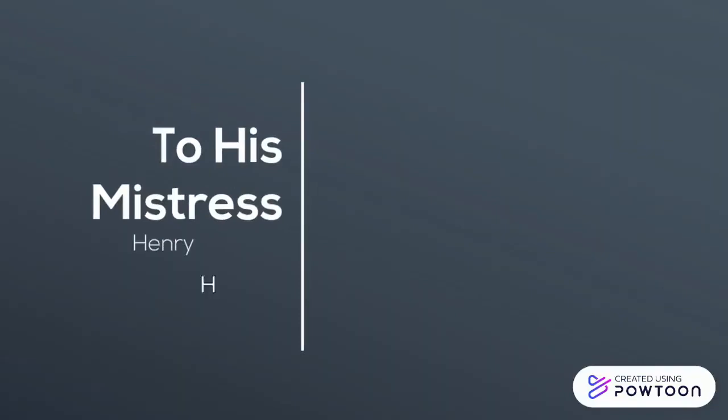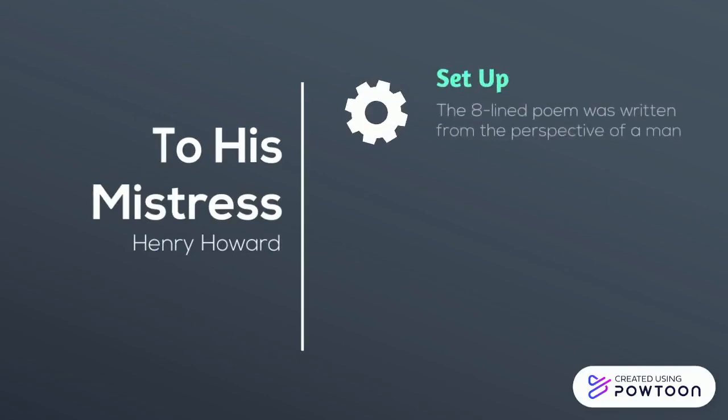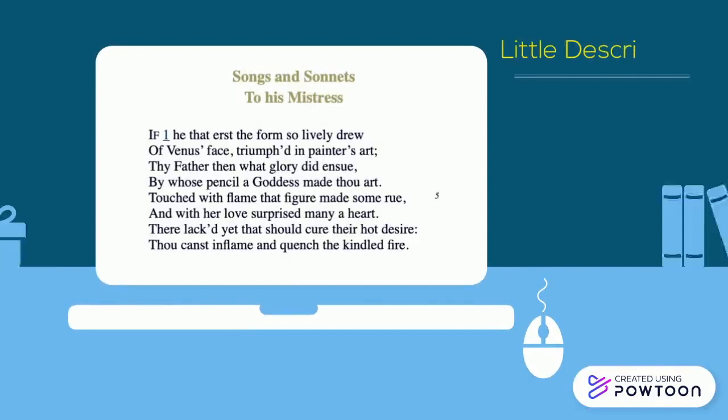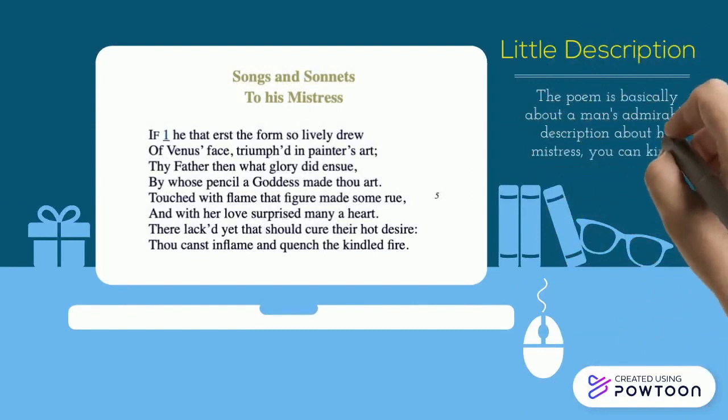Onto the second poem, To His Mistress, the 8-line poem was written from the perspective of a man to his lover or fiancée, and the tone is basically enthusiastic, dramatic, and elusive. The audience of the poem is more of a general, common type of people, but there's no confirmation of that because it could be a letter to his lover.